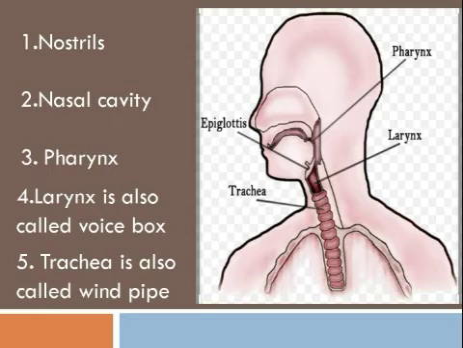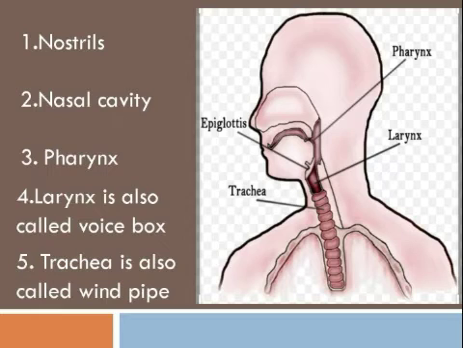And in the pharynx we observe the epiglottis. It is a flap-like muscle. It controls the movement of food and air toward their respective passages. That is the pharynx.